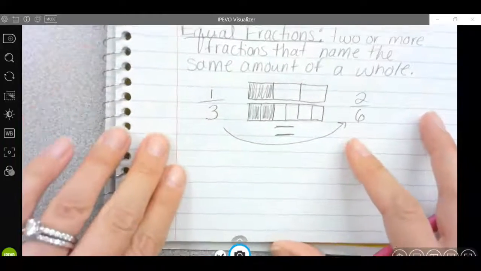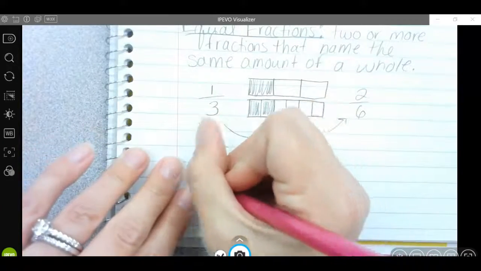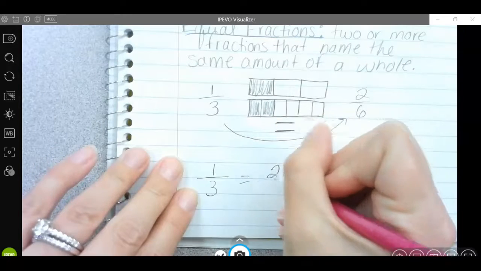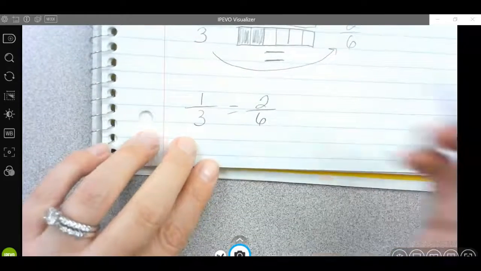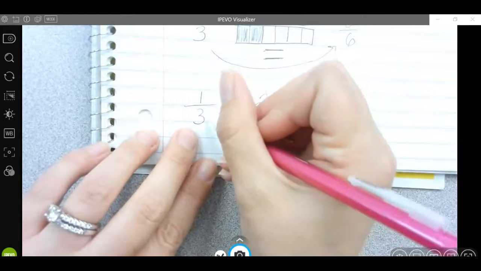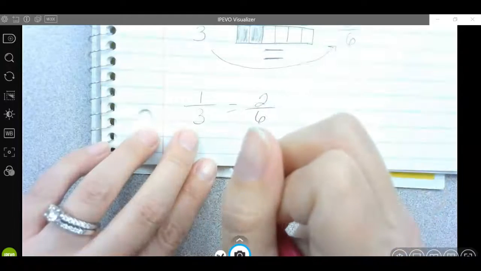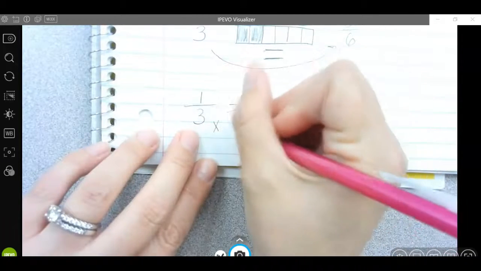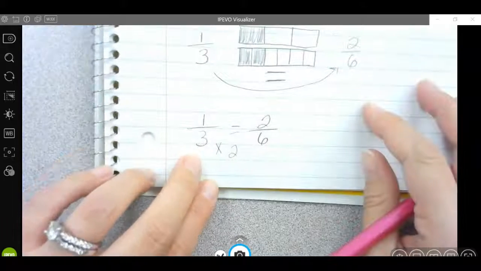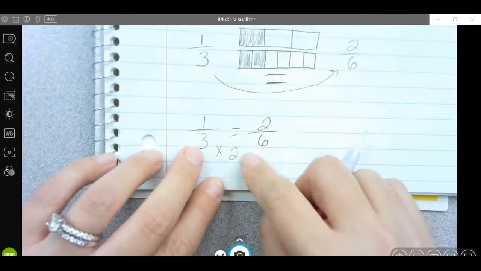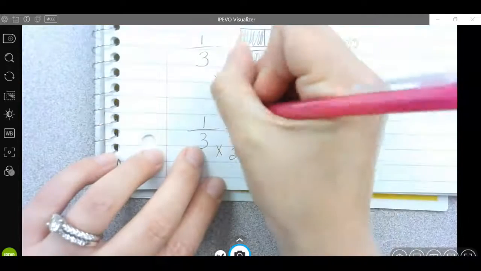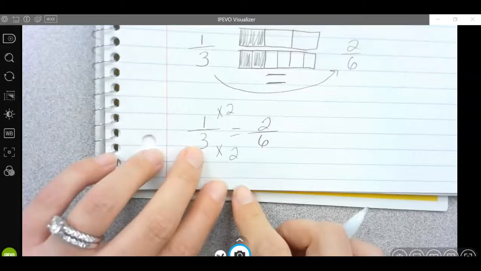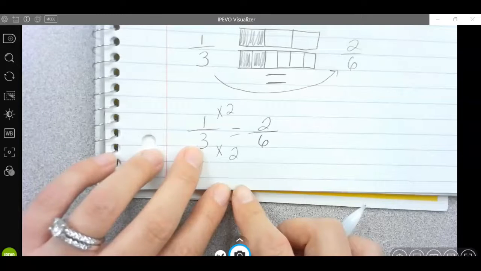Let me show you another way on how to understand that. 1/3 is equal to 2/6. Now this requires us to think about our multiplication. How do we get from 3 to 6? What do we multiply by? It's going to be 3 times 2 gets us 6, right? So whatever you do to the bottom, you gotta do to the top. So we multiply this by 2, so we're gonna multiply this by 2, okay, to get an equal fraction. So whatever you do to the top, you do to the bottom.